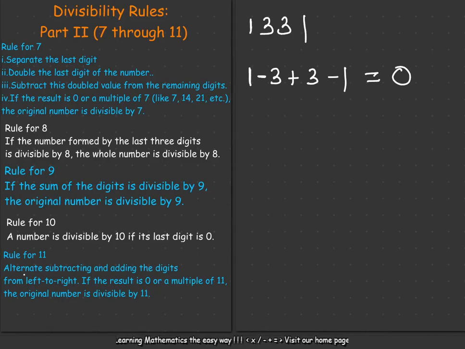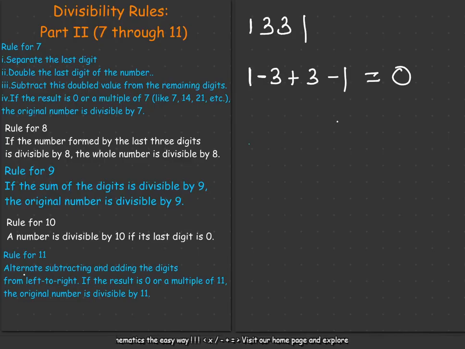You see? And the rule says if the result is 0 or a multiple of 11, it simply means the number is divisible by 11. Straightforward. Okay. So we've gotten 0, and it simply means 1331 is divisible by 11.